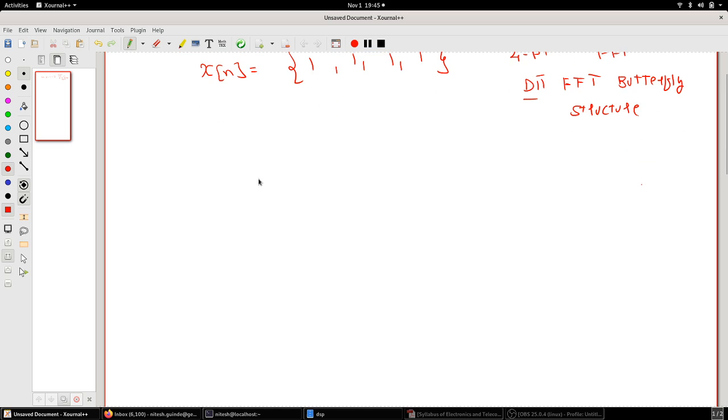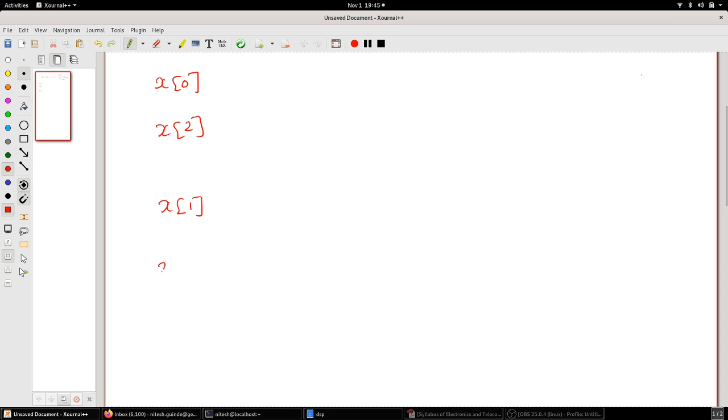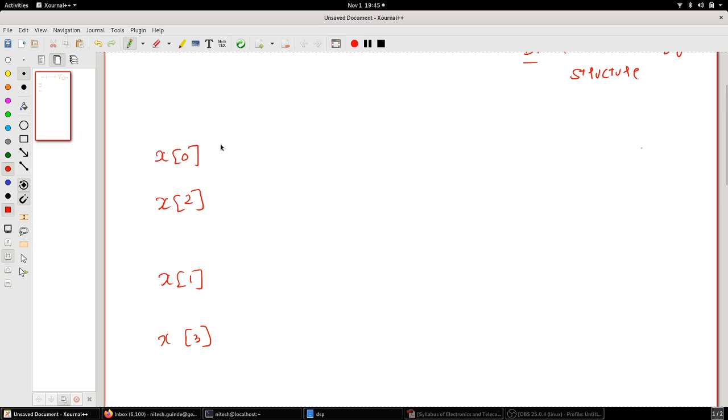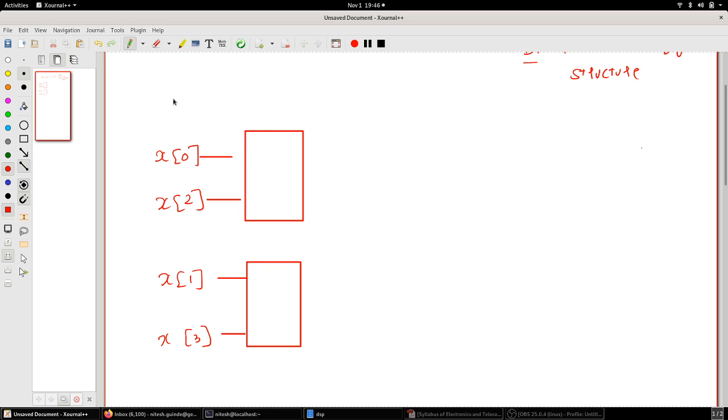Since this is a 4-point, the first thing we have to do is arrange it with the even terms first, x of 0 and x of 2, and then x of 1 and x of 3. Have a good spacing so that things become cleaner. The way we go about it is we first go through an N by 2 point DFT. Here N is 4, so this N by 2 point DFT will be a 2-point DFT.